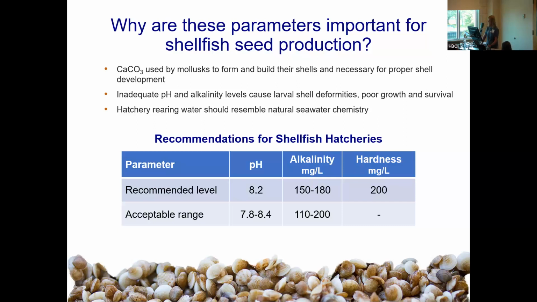And here's some recommendations. pH, recommended level of 8.2, acceptable range of 7.8 to 8.4. For alkalinity, looking at this in terms of milligrams per liter of calcium carbonate, we're looking at a recommended level of 150 to 180, acceptable range of 110 to 200, and hardness around 200. Typically, what's measured is pH and alkalinity.